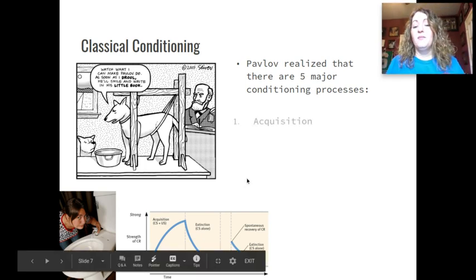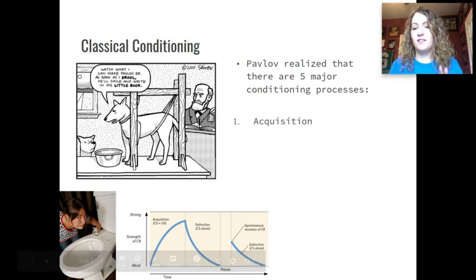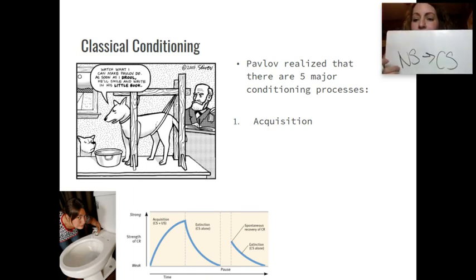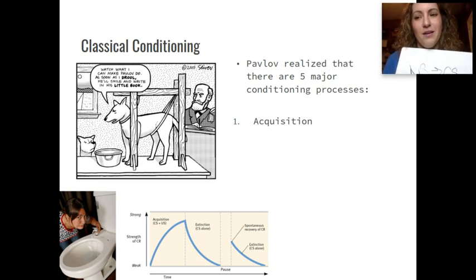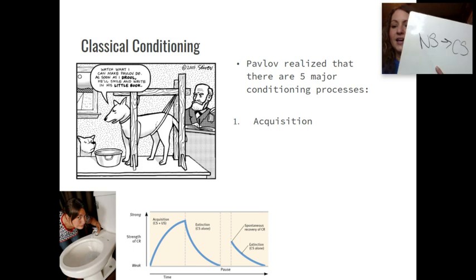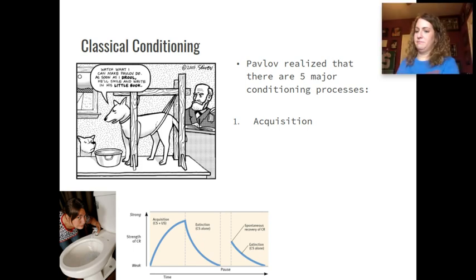All right, so Pavlov realized that there are 5 major conditioning processes. The first one is acquisition. That is the very first time that the dog realizes, hey, that bell means food is coming. That's the first time that the neutral stimulus is turned into the conditioned stimulus. When that bell used to mean nothing, but oh my gosh, that bell means food is coming.